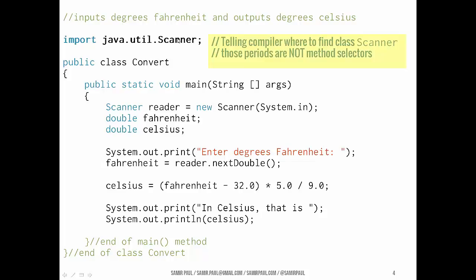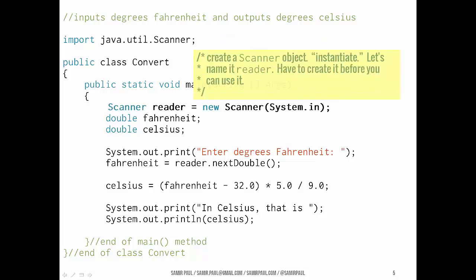So here we have a class called Scanner, and someone has written that class and put it in a package of related classes called java.util, I guess for utilities. And we're telling our program, hey, I'm going to need this Scanner class from this package java.util. I'm going to need that. Great.